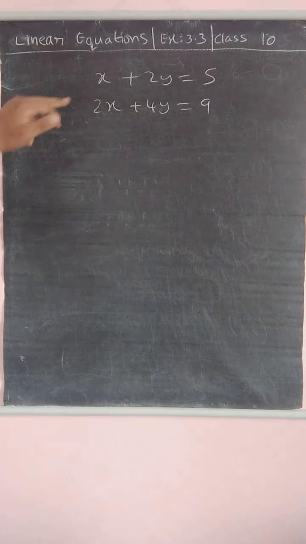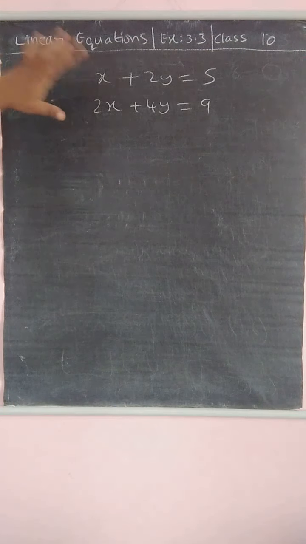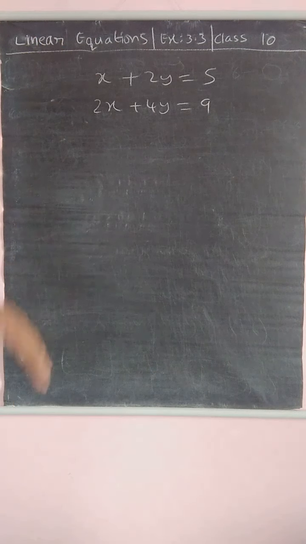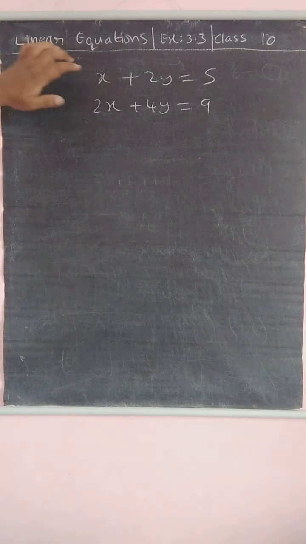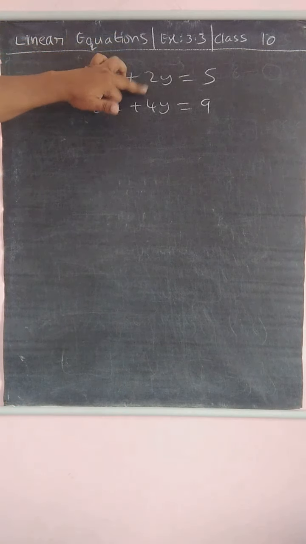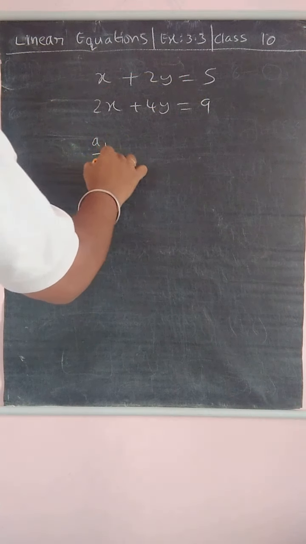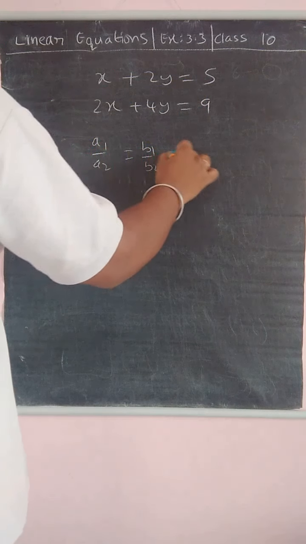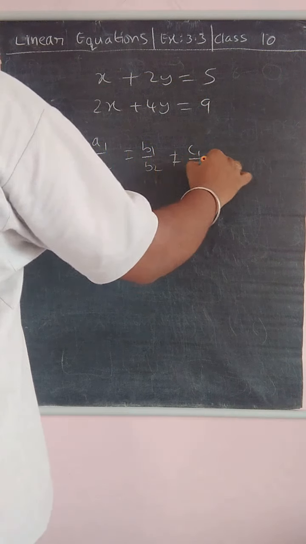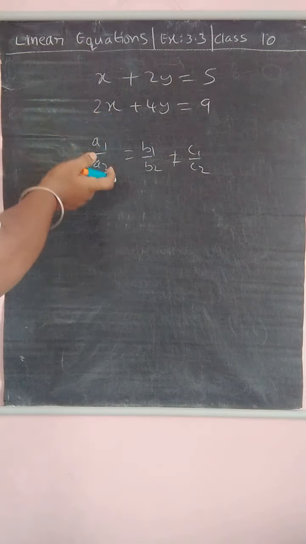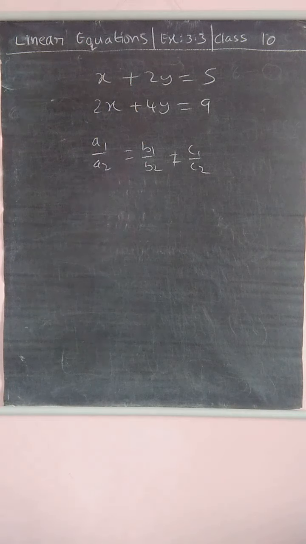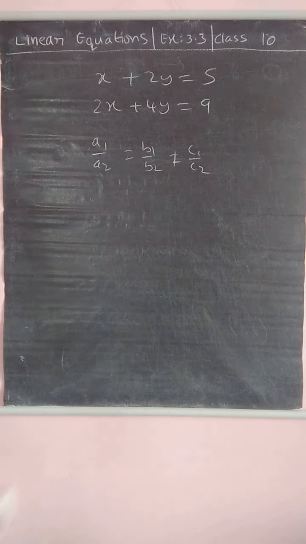Children, this is not the problem. I am just taking one example to show how the condition will come in the case of parallel lines. These lines are parallel because by comparing the ratios you can say 1 by 2 here, 2 by 4, again 1 by 2, and this is 5 by 9. So what is the condition for parallel lines? a1 by a2 is equals to b1 by b2 is not equals to c1 by c2. So these lines will follow this condition, so we can say clearly these are parallel lines.